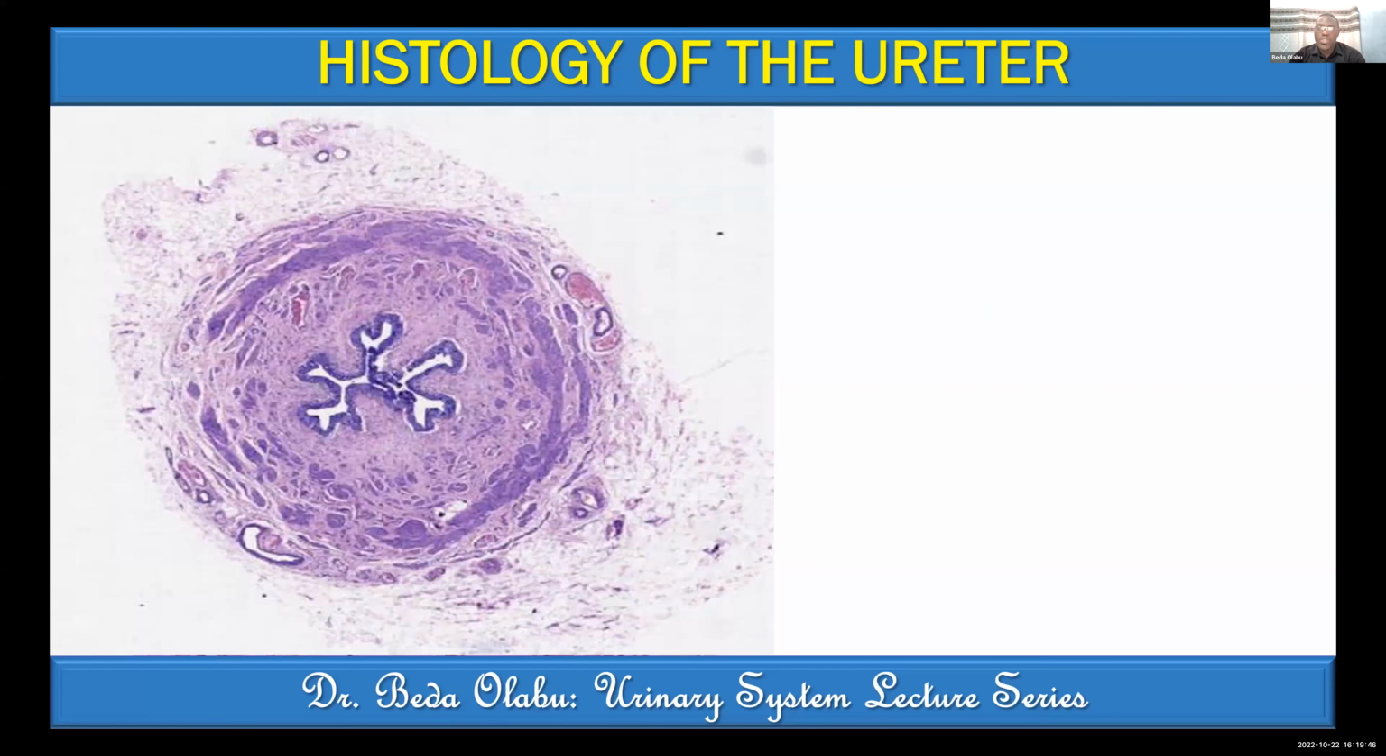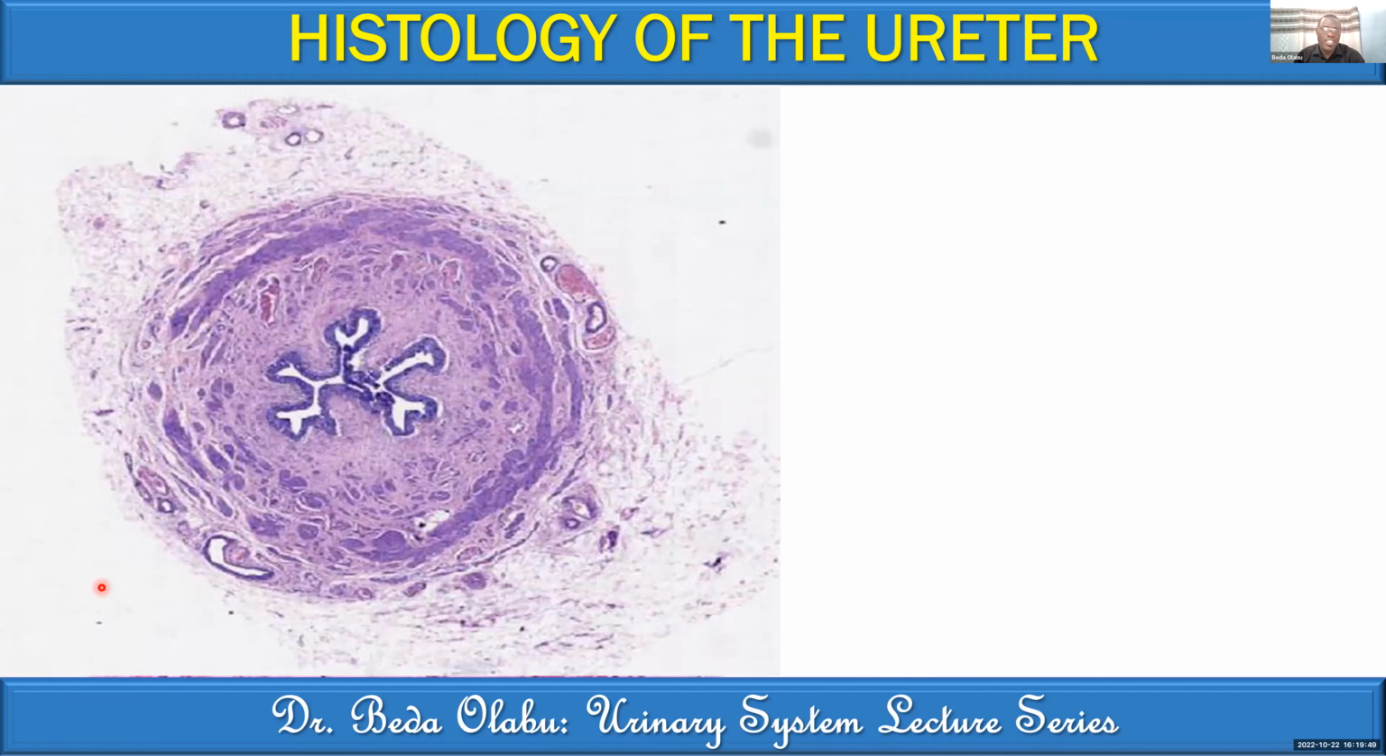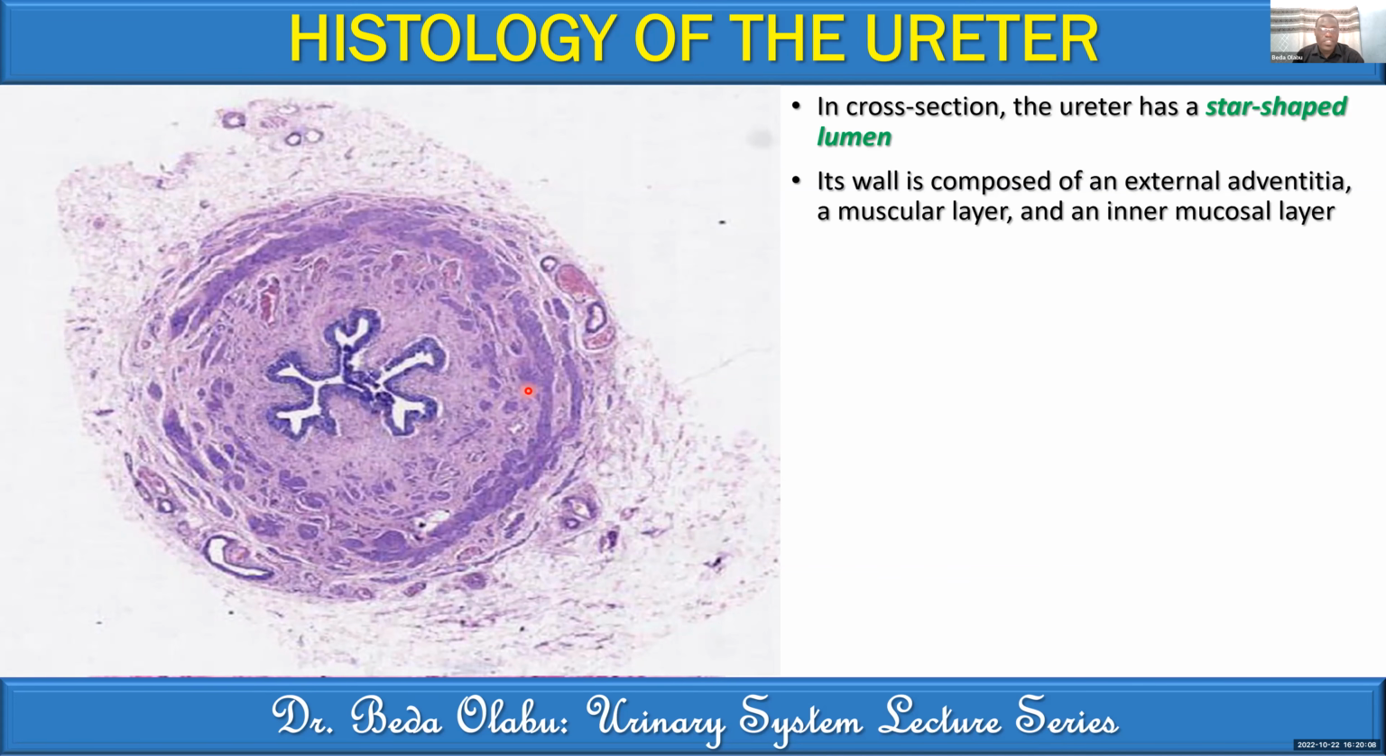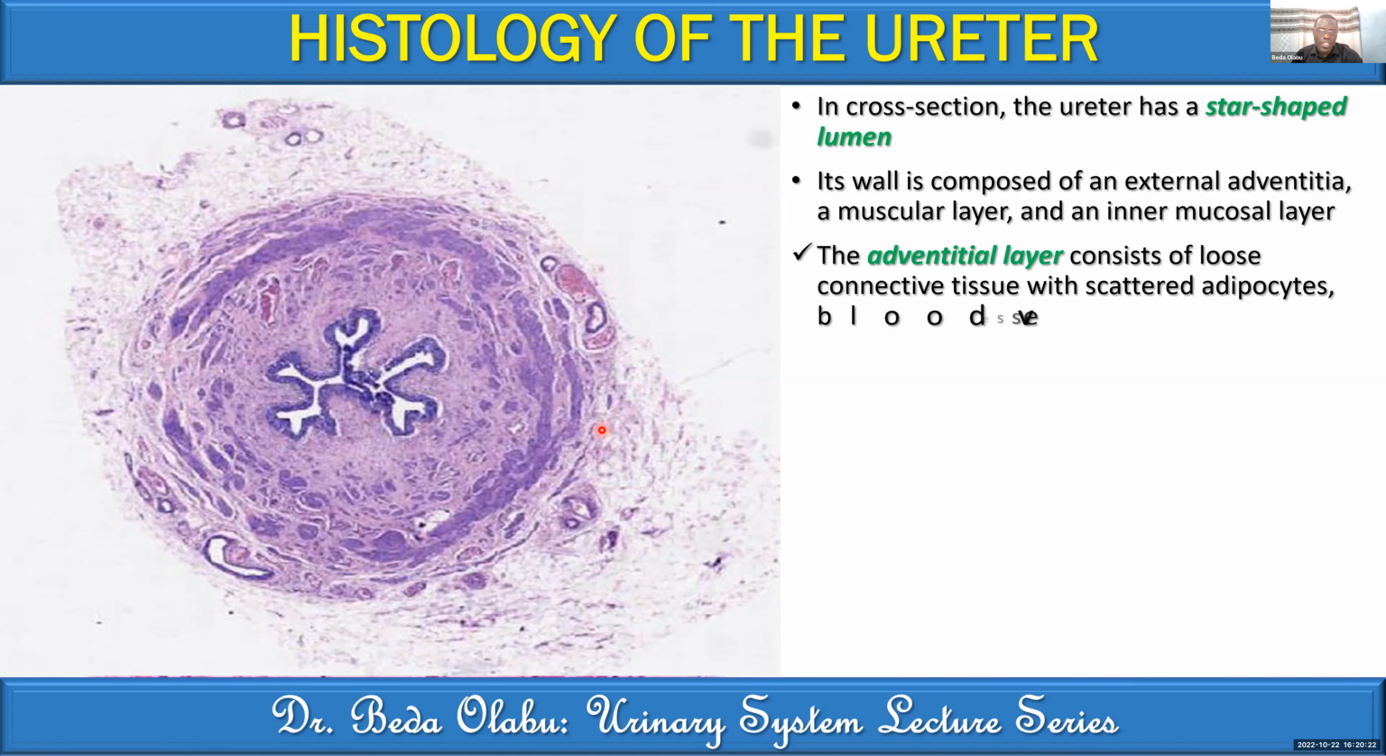Let's talk about the histological structure of the ureter. How does the ureter look histologically? In cross-section, the ureter seems to have a star-shaped lumen, which looks like the one displayed there. The wall of the ureter itself is very thick, as I mentioned earlier, and it consists of 3 histological layers. The outermost layer is what we call the adventitial layer. The adventitial layer is this zone here.